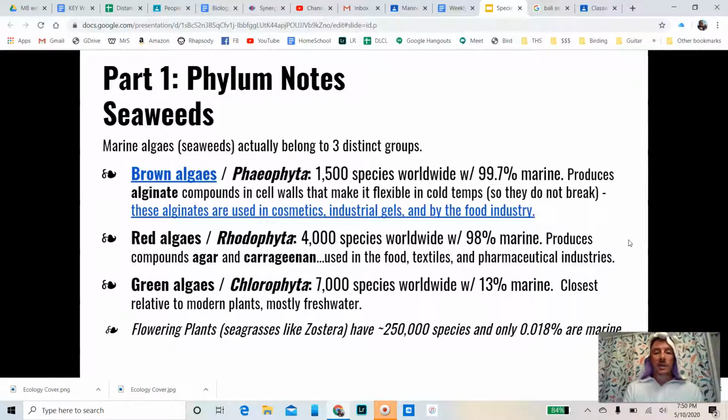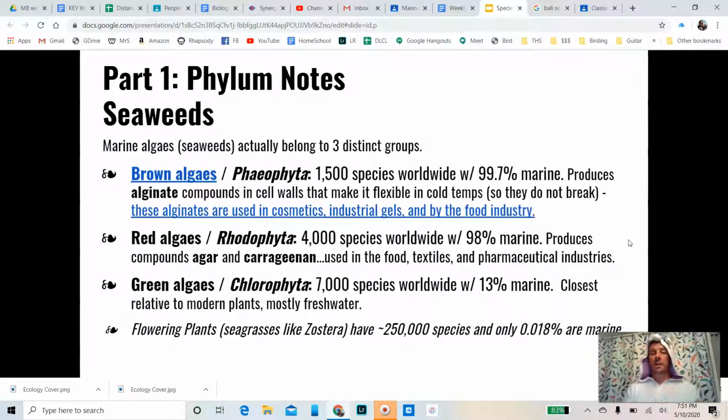And green algae, there's 7,000 species worldwide, so they outnumber both the red and the brown combined, but only 13% are marine. So most green algae are in freshwater. You'll find them in rivers and lakes. They're the green kind of mossy stuff that grows on rocks. We have a couple different ocean varieties, but again, mostly in freshwater. And because they've moved into freshwater around the world, they've speciated into many different species due to divergent evolution. And they're the closest relative to modern plants. Modern plants evolved from the green algae group.